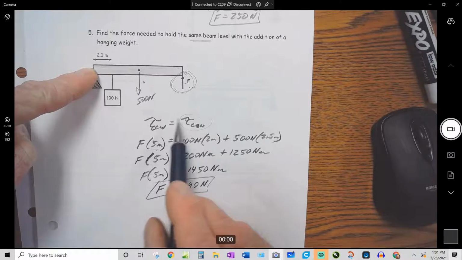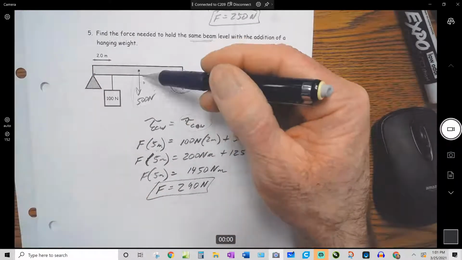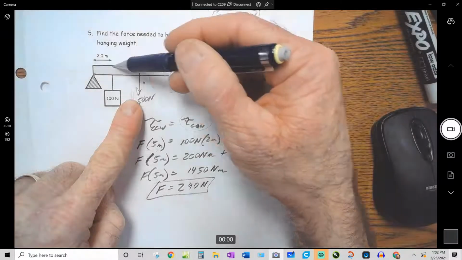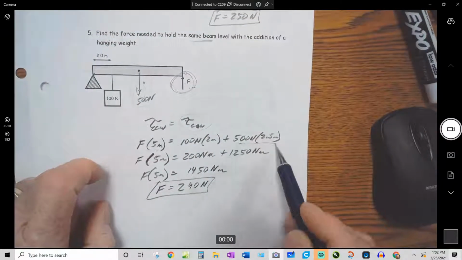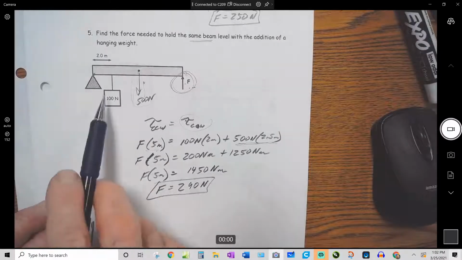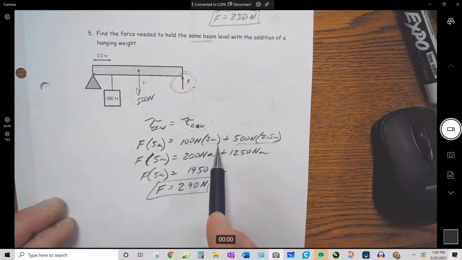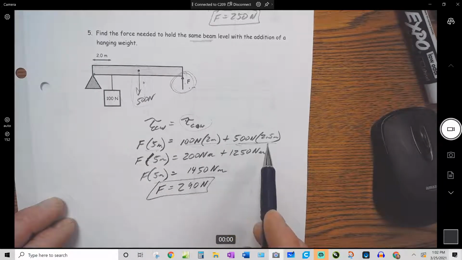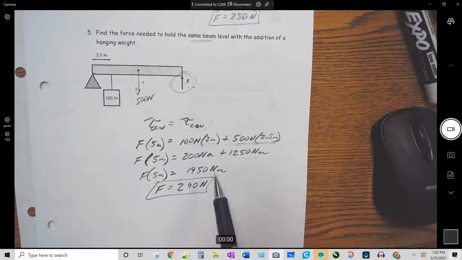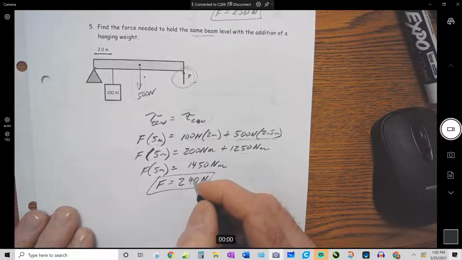But then clockwise, there are two sources of torque. There's the weight of the beam, which is going to act right here at its center. It's 500 newtons. So that's 500 times the length of half the beam, 500 times 2.5. And then there's also this weight, which is going to make everything rotate clockwise, which is 100 newtons times 2 meters. So I need to add both of these clockwise torques together, and that ends up being 200 for this one, 1250 for that one, so 1450 total. And 1450 divided by 5 is 290.